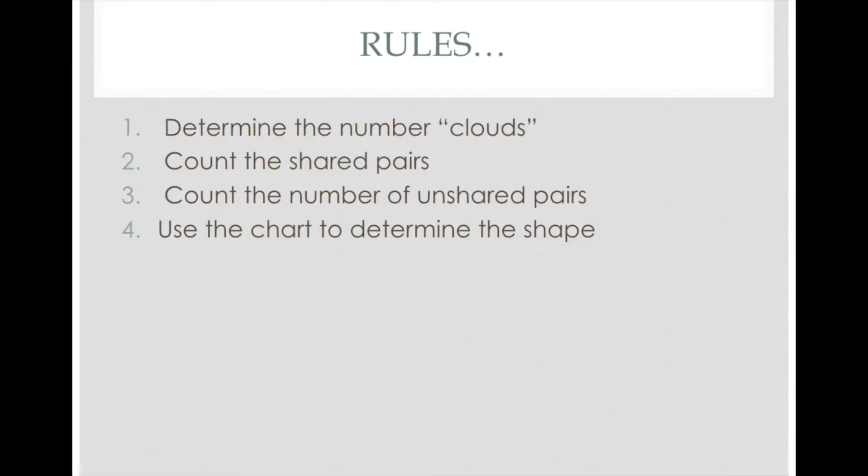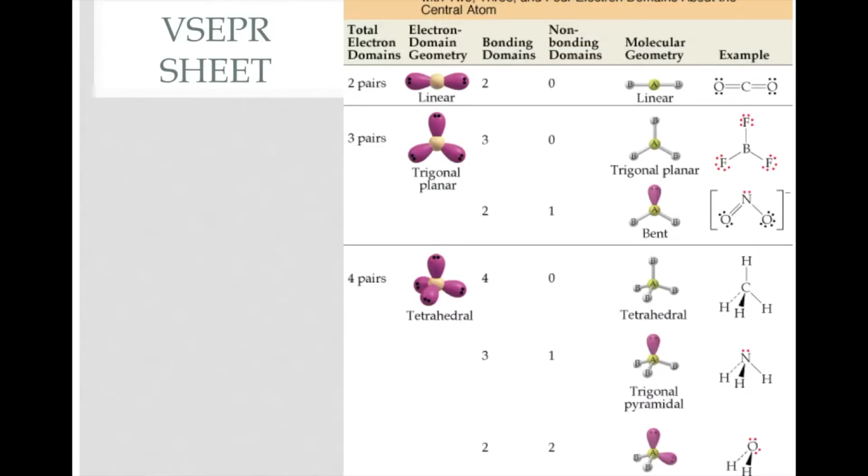And then we get a chart, so we don't even have to really remember anything. It shows you the number of bonding domains, so where the bonds are forming. And then non-bonding would be where the unshared pairs are.